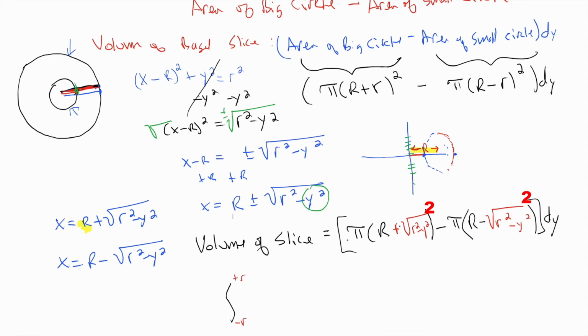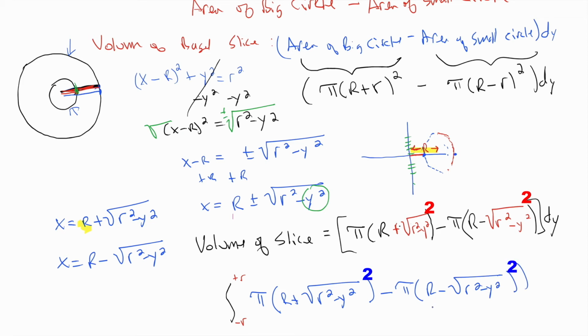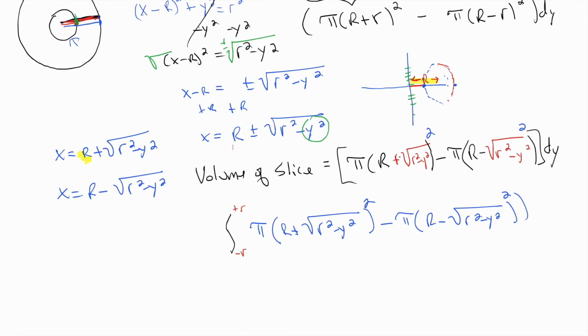All right, and then it's this exact same formula right here. Pi times the quantity of R plus the square root of r squared minus y squared, closed. That's the big area of the bread and the hole combined, minus pi times R minus root r squared minus y squared. That's just the area of the hole. And don't forget, this is all going to be with respect to dy. So this is going to involve some major simplifying.